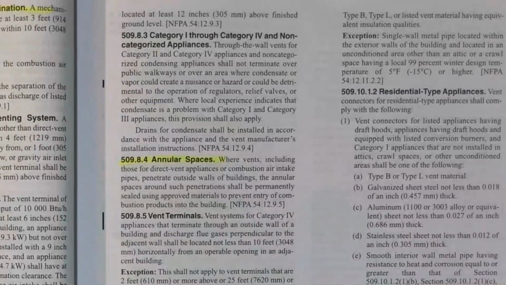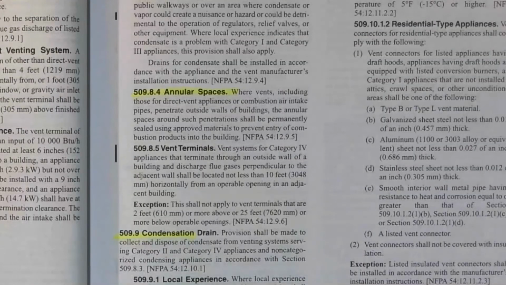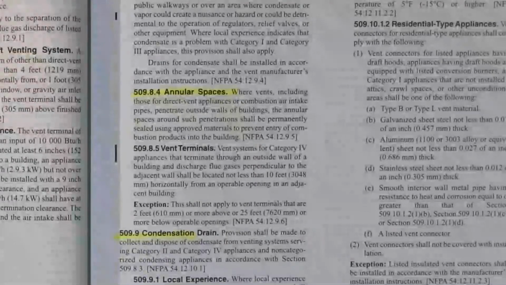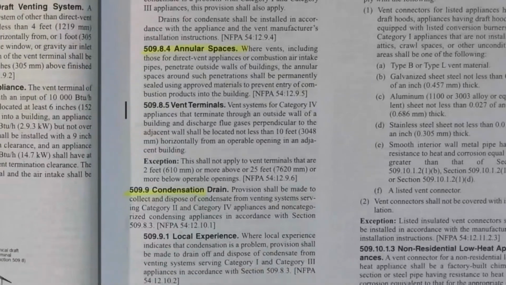And then we're going to go over to annular spaces, where vents, including those for direct vent appliances or combustion air intake pipes, penetrate outside walls of buildings. The annular spaces around such penetrations shall be permanently sealed using approved materials to prevent entry of combustion products into the building. So really all they're saying here is wherever you have a vent, including those for direct vent appliances, if it penetrates the outside wall, you gotta fireproof it or put in some fire caulking.